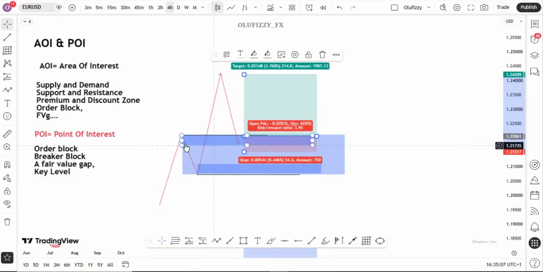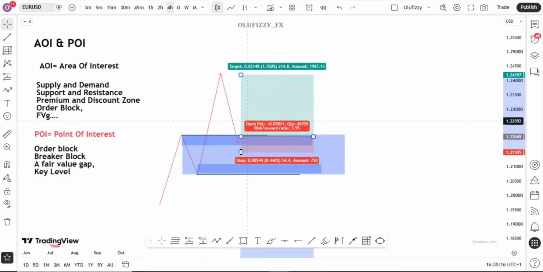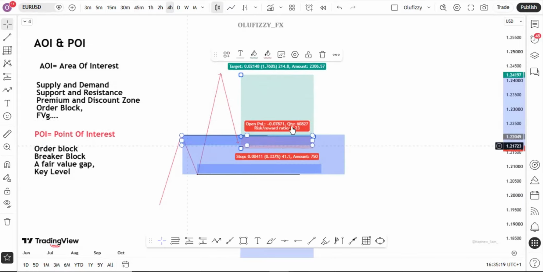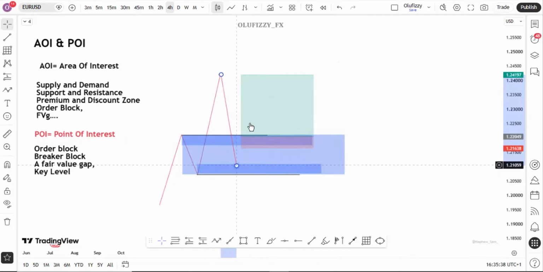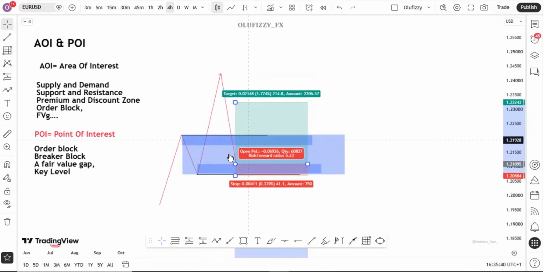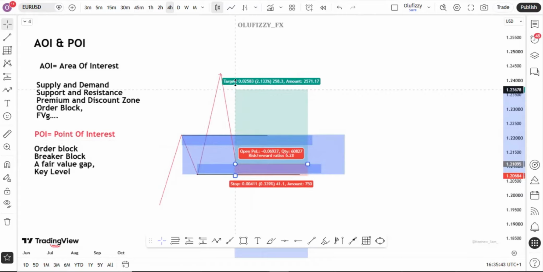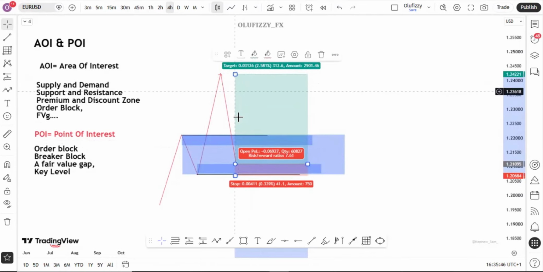But let's say you now fine-tune and refine your entry, and you look for a point of interest within your area of interest zone. In this case, maybe you put your stop loss below this breaker block that you have. See, that is about 1:5 risk to reward. So it's very nice to have a better entry and risk to reward. And let's say price comes down to this zone here, and you take your entry from this particular order block that you have here. Maybe you still target this high as your target. You see, you have like 1:7 risk to reward in that case.